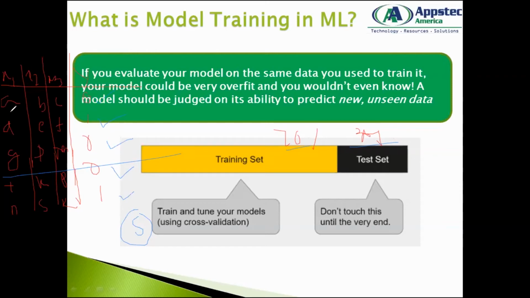Okay. Now this portion of the data is 70%, which I use for training. And the remaining 30%, I use for testing. Now, when my model trains, A, B, C is actually 0, D, E, F is 1, G, P, M is 0. This is for training. In my testing, I know that T, K, P is 0 for me, and N, S, K is 1 for me.